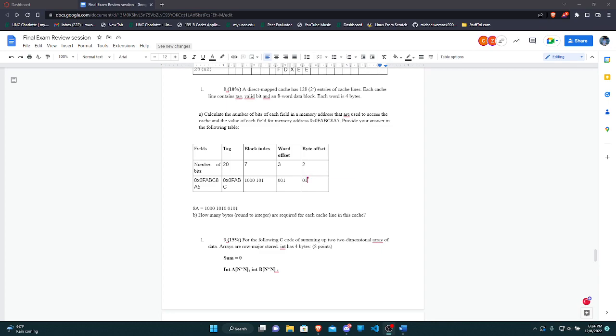So does anybody have any questions on this part? Yeah. So how do you know the number of bits is 32? Is it because of the word data block and each word is 4 bytes, so that's why it's 32?